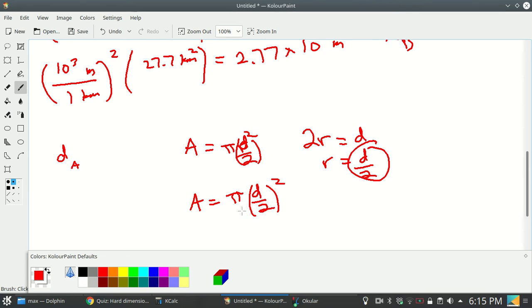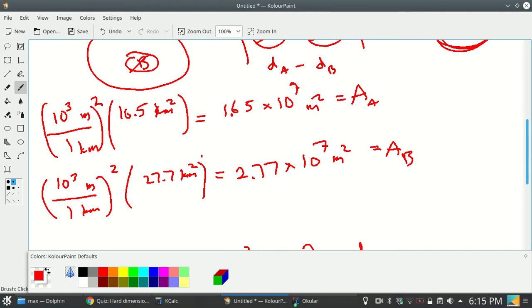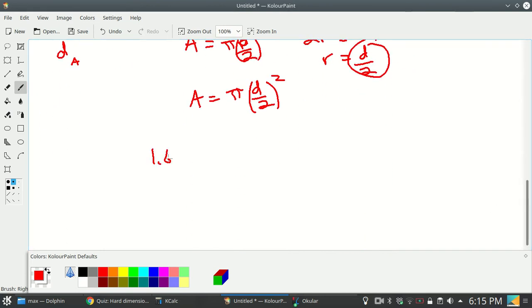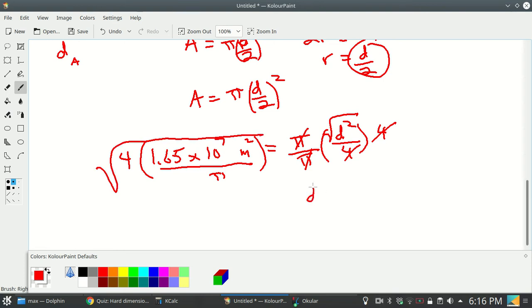All right, so I know that the area is 1.65 times 10 to the 7th meters squared, and that is pi times d squared over 4, because 2 times 2 squared is 4. Now I'm going to get the d alone, so I'm going to divide both sides by pi, which gets rid of this, and multiply both sides by 4. And then I'm going to take the square root of both sides to get rid of the squared. And that is going to be the diameter.